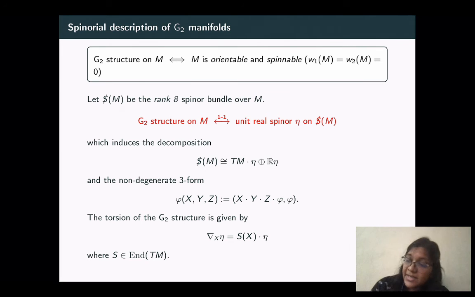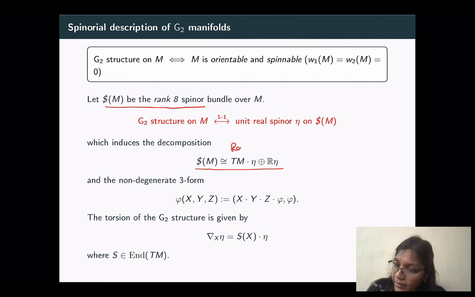The spinor bundle on a 7-dimensional manifold is a rank 8 bundle, and if we have a G2 structure, which we now denote by this spinor eta, we have a decomposition of the spinor bundle into a rank 1 and a rank 7 sub-bundle, which is defined using the spinor eta.